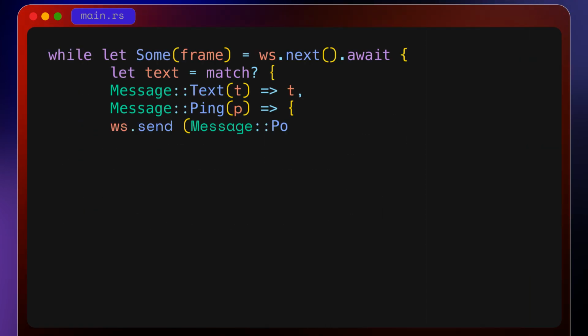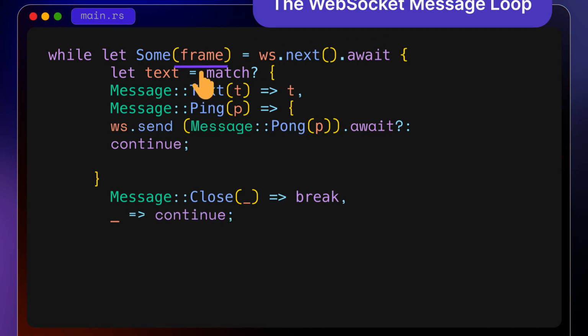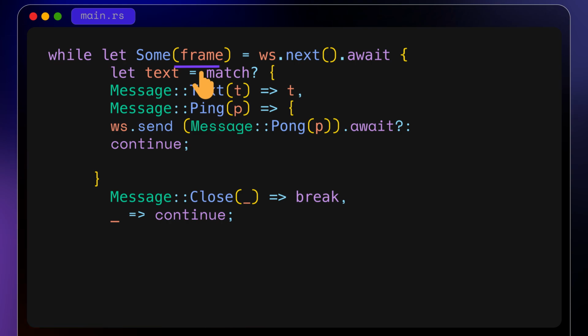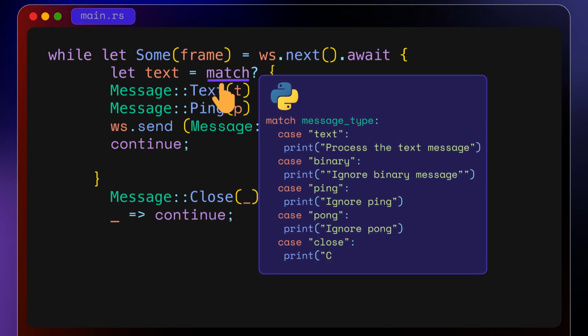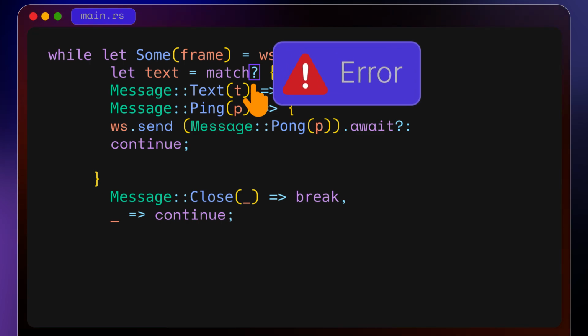This starts a loop that waits for incoming WebSocket messages. Whenever a new WebSocket message comes in, Rust stores it in frame. A frame is basically one WebSocket message. In this client, it could be text data, a ping, or a close signal. Now we check the frame using match. It is similar to match case in Python. It takes the value and runs that specific block that matches it. The question mark operator means that if reading the frame failed, Rust returns the error immediately.